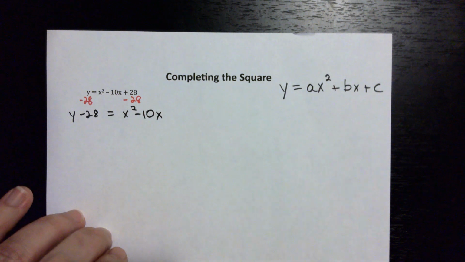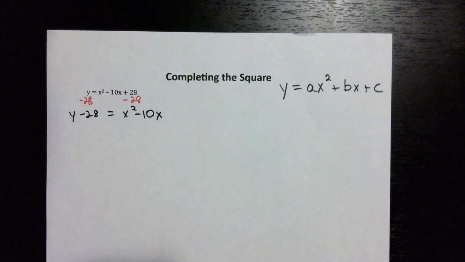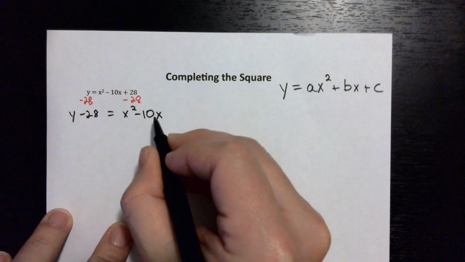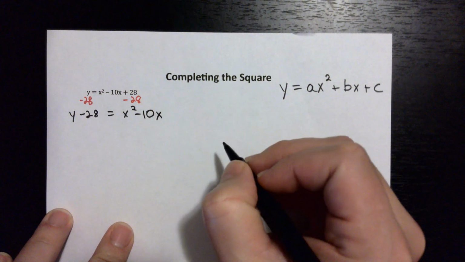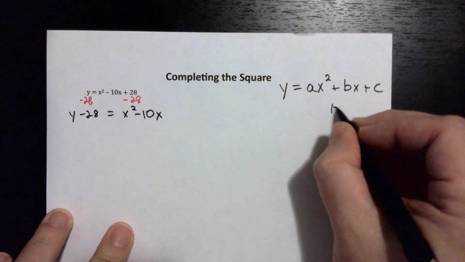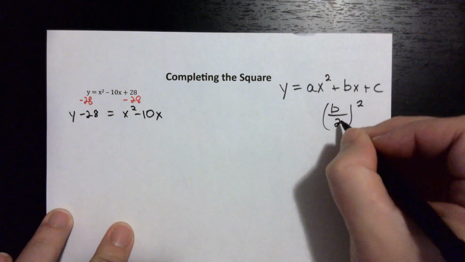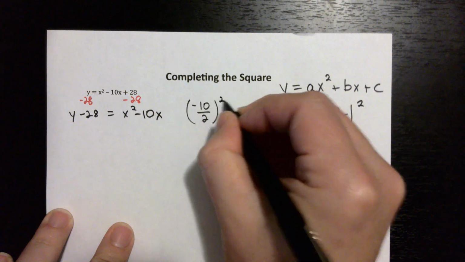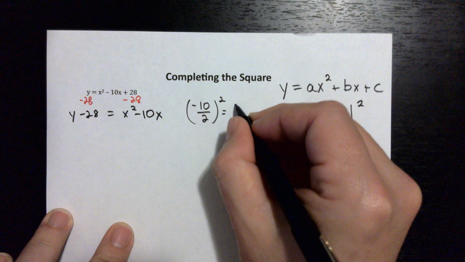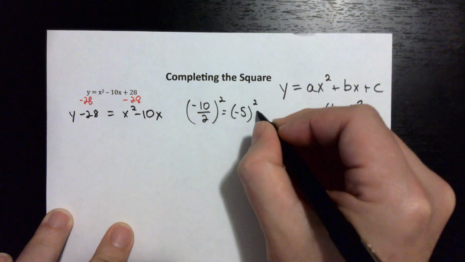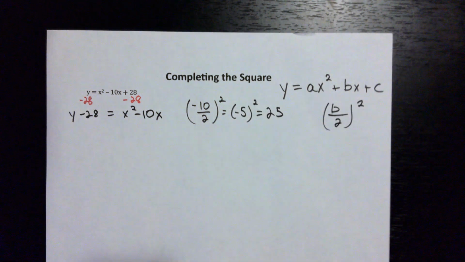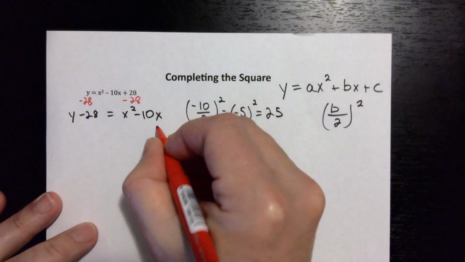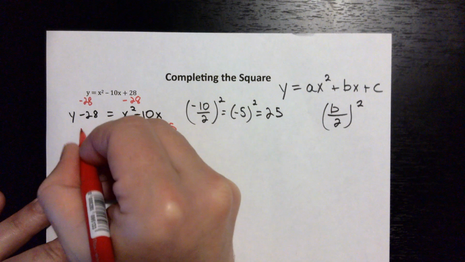Now I'm going to do the process of completing the square, which means I need to take this middle term, this negative 10, and divide it by 2 and square it. So you take the b term, divide it by 2, and square it. Negative 10 divided by 2 is negative 5, and negative 5 squared is 25. So I'm going to add that 25 to both sides.